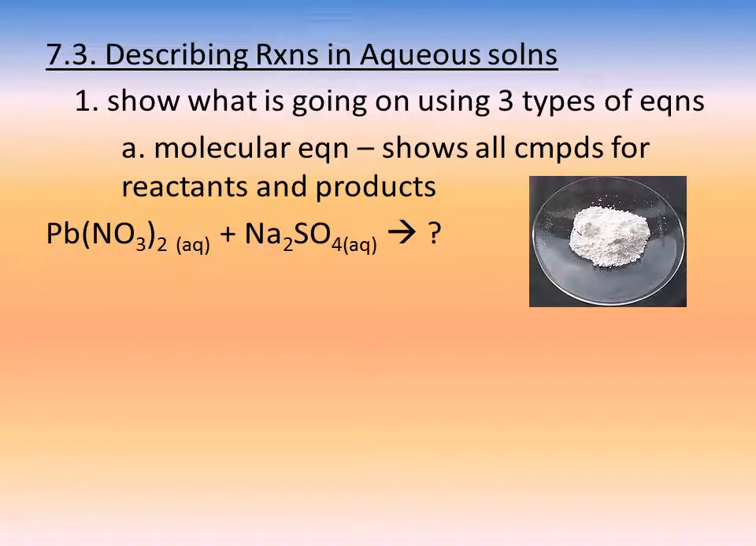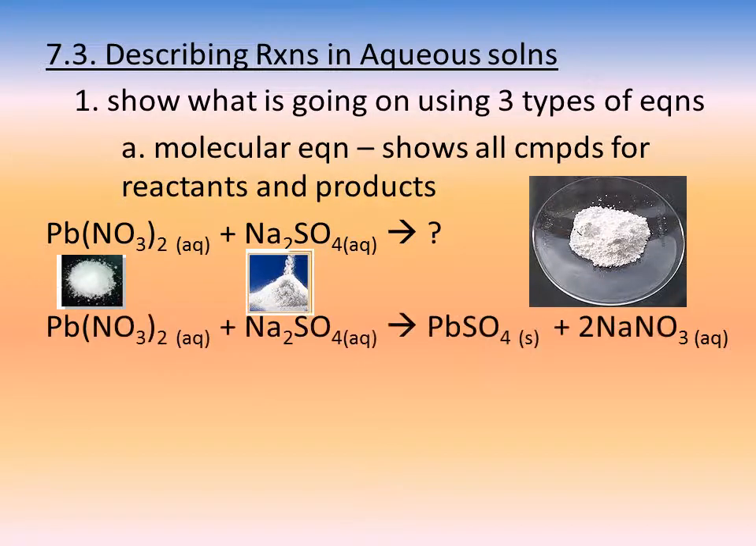So if I put some aqueous lead nitrate with aqueous sodium sulfate, so they're both in solution, what will I get out? It's a white powder plus a white powder dissolved in water. If I dissolve both of these in water, what will happen is I switch partners. So the lead switches places with the sodium to produce lead sulfate and sodium nitrate.